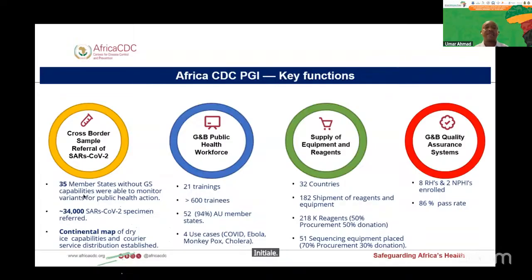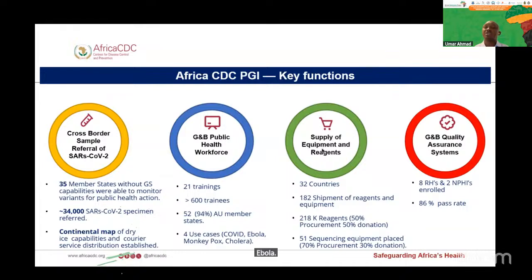We supported, at that time, 35 member states with capacity to monitor the variants of COVID for public health action. At that time, we supported the shipment of 34,000 SARS-CoV-2 specimens in the continent. And we supported the genomics and bioinformatics workforce. At that time, we conducted over 21 trainings. Over 600 trainees were trained across 52 African Union countries, and we focused more on the use cases that frequently bedevil the continent, like COVID-19, Ebola, monkeypox, and cholera.